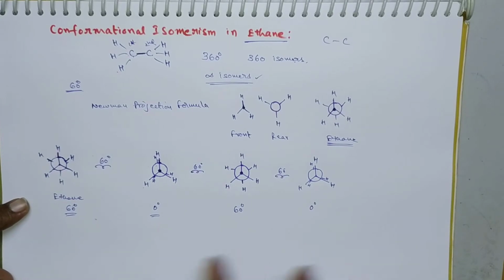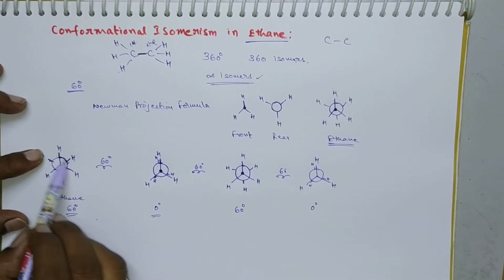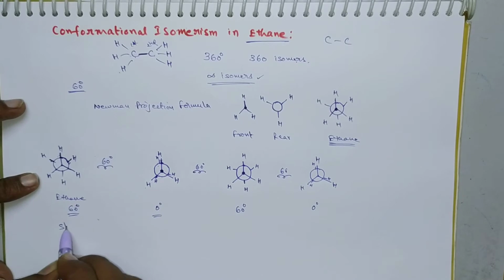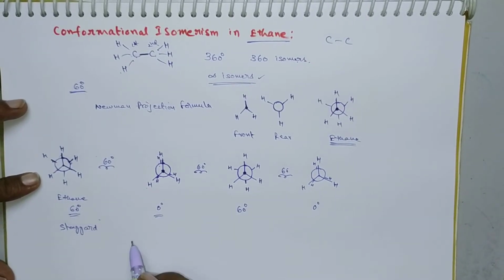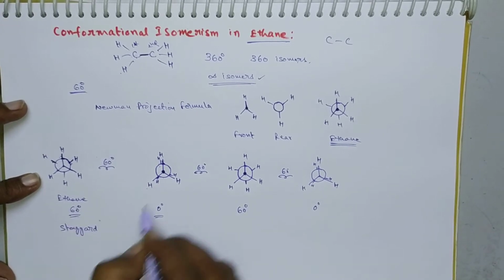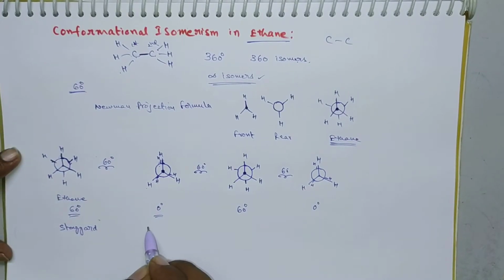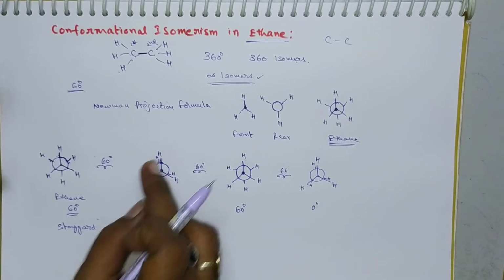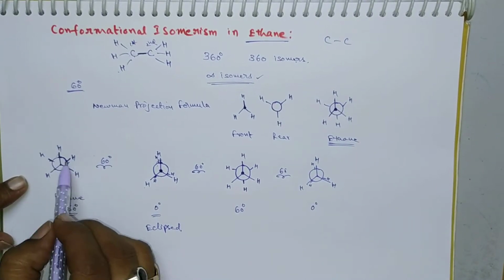So in this way we get two different types of structures. The structure in which the two hydrogens, that is these two bonds, are separated by 60 degrees is called the staggered structure. The structure in which the two hydrogens are separated by 0 degrees is called the eclipsed structure. Eclipsed means these two hydrogens or these two bonds are merged. Staggered means they are separated by 60 degrees.